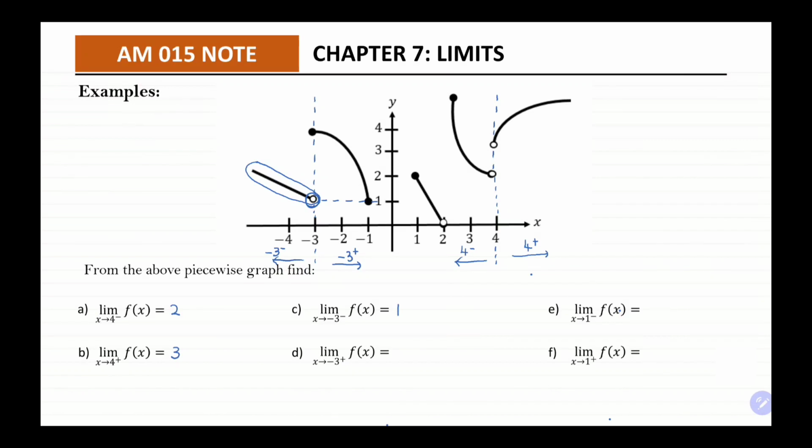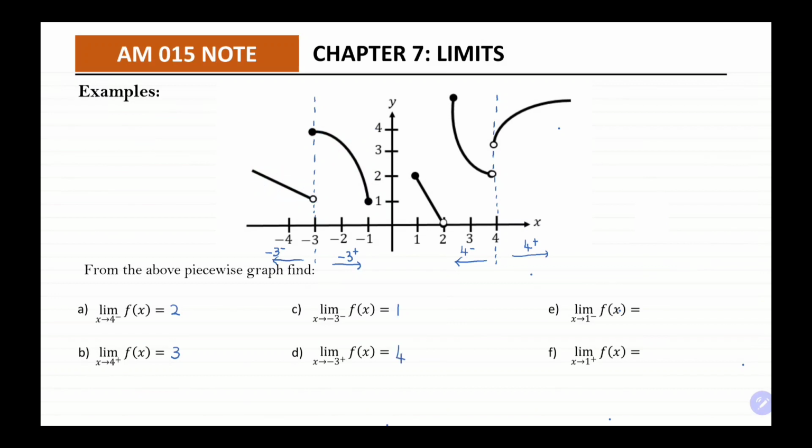D, limit x approach negative 3 from right. Negative 3 from right, the graph starts from here. This one is the graph for negative 3 from right and starts at this point. This point is y equals 4. So equals 4.